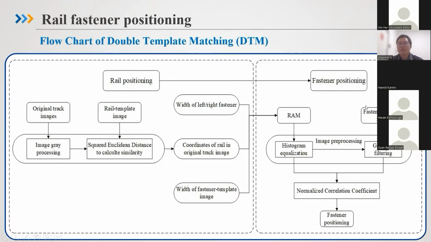In the second step, we use the fastener template and the RAM. We first do the image processing, including histogram equalization and Gauss filtering. Then the normalized correlation coefficient is adopted to calculate the similarity between the fastener template and the RAM. And at last, we can get the fastener position.